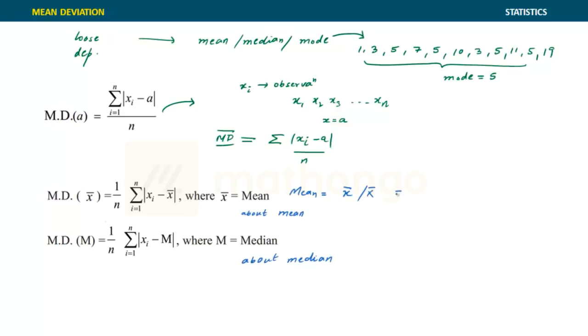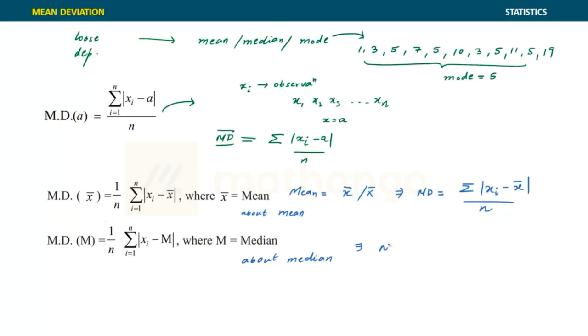So what is this value then? Then MD here would be nothing but just replace A by X bar, that is the mean which is given, and divided by N. I can take N common outside. Why? Because it is not a part of summation, right? It is not the variable of summation.